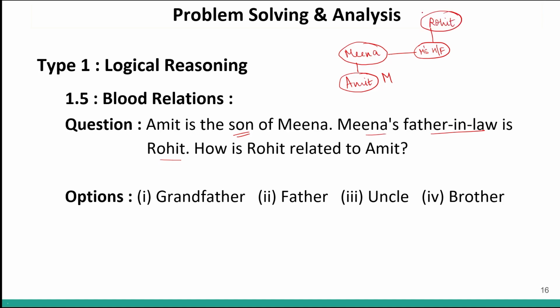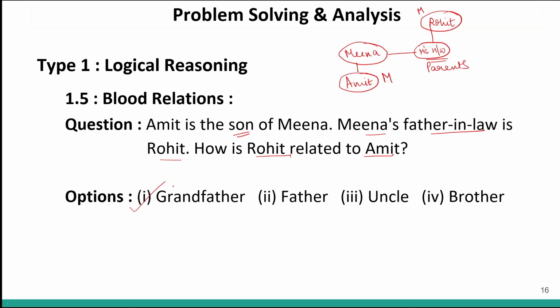Rohit will be male, because we know that he is the father-in-law of Meena. We have to find how Rohit is related to Amit. So if you look at this chart, it could be either husband or wife. We don't know, right? Husband or wife. Meena's husband or wife, in whatever case, the father of your parents, this is Amit's parent, right? It could be male or female, mother or father, right? Amit's parent's parent will be your grandfather. So Rohit will be Amit's grandfather.